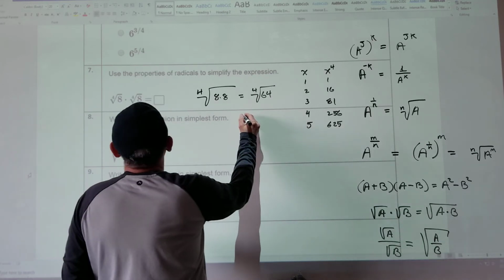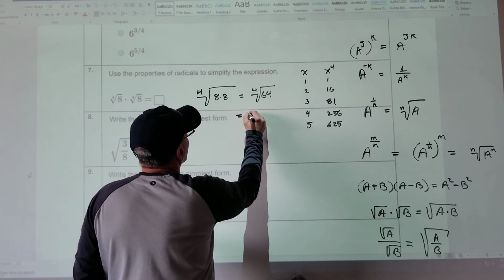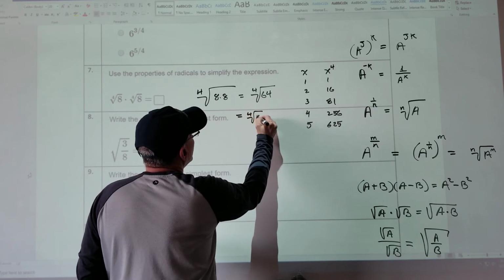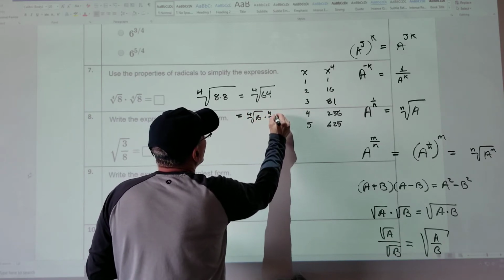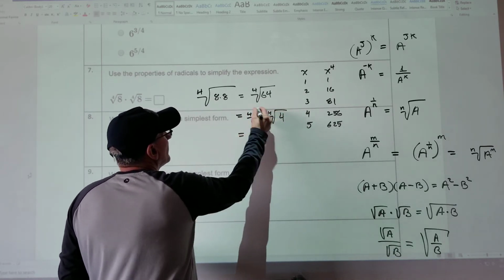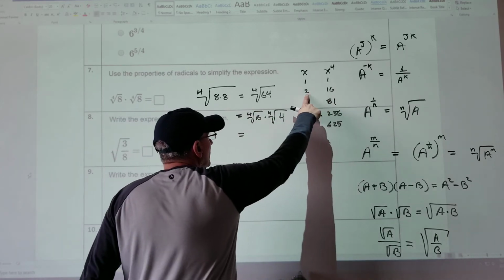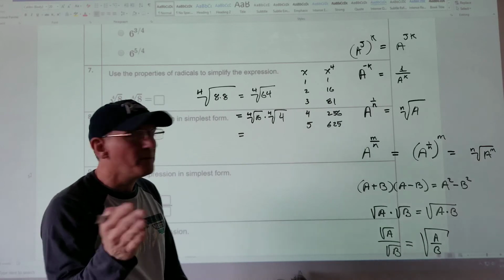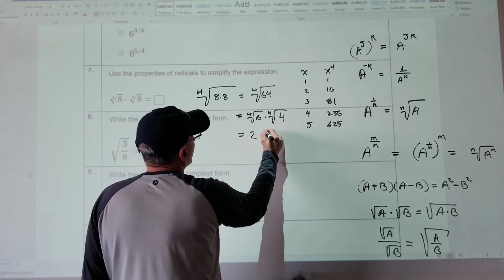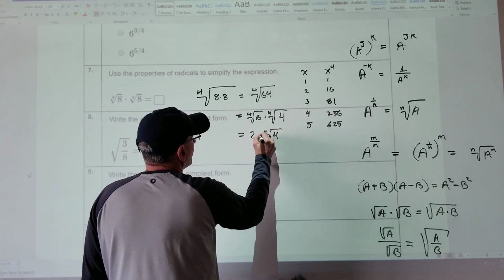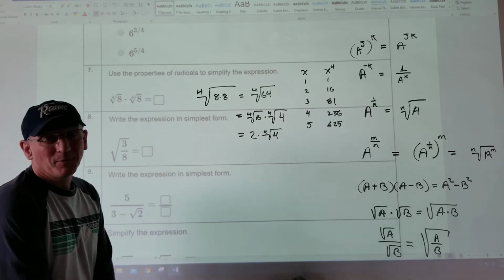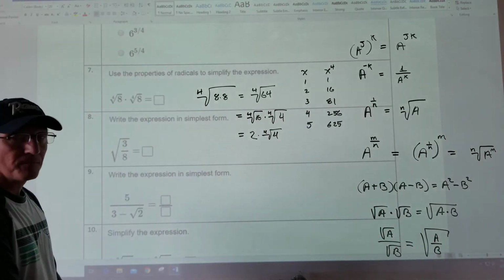So what you're going to do is rewrite this as the fourth root of 16 times the fourth root of 4. And the fourth root of 16 is what? 2. Because again, 2 times 2 times 2 times 2 makes 16. That's it. That's what they wanted you to do. All right.